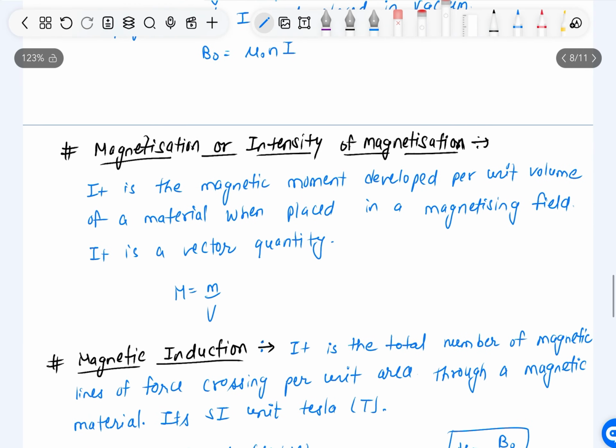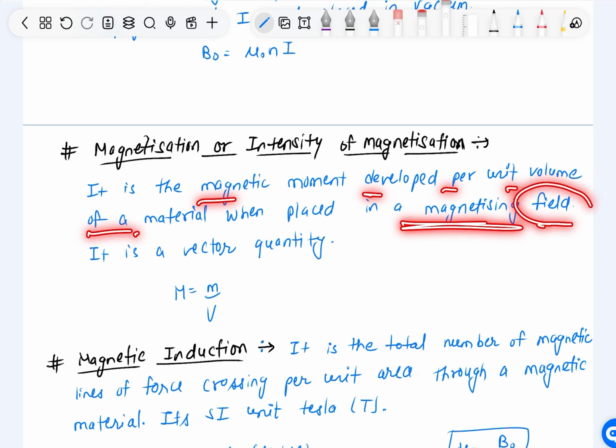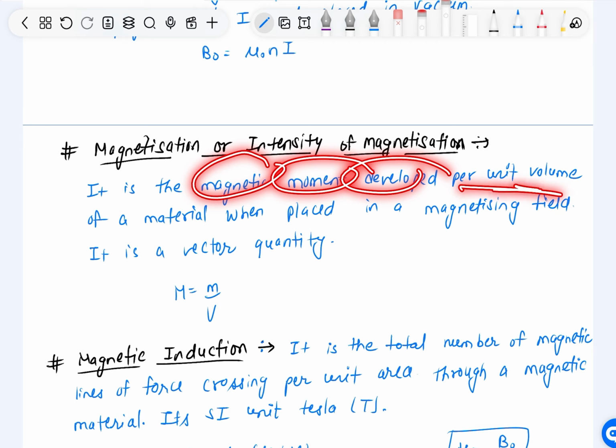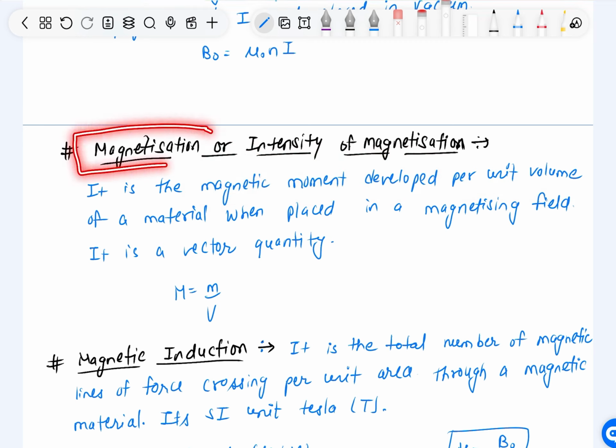Next is magnetization, or intensity of magnetization. It is the magnetic moment developed per unit volume of a material when placed in a magnetizing field. यानी हम जब उसको मैग्नेटाइजिंग फील्ड के अंदर रख रहे हैं तो कितना मैग्नेटिक मोमेंट डेवलप हुआ पर यूनिट वॉल्यूम में, that will be called the magnetization. So it is a vector quantity and it is represented by capital M.